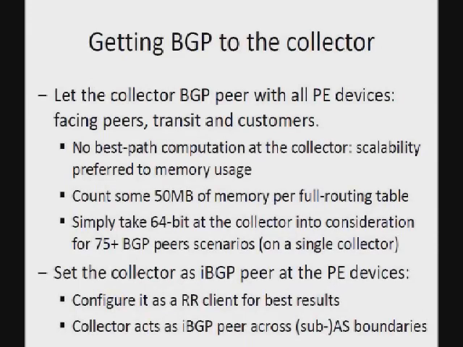That means that if you want to let the collector peer with more than 75 BGP peers, so more than 75 routers, you should take into consideration compiling it 64-bit, because you will get beyond the 4 gig barrier.